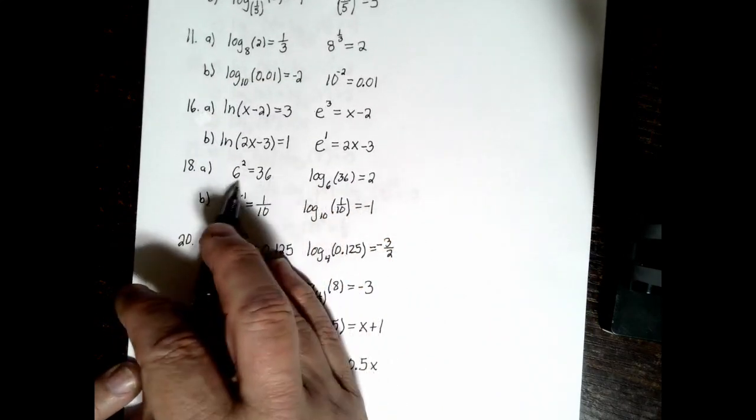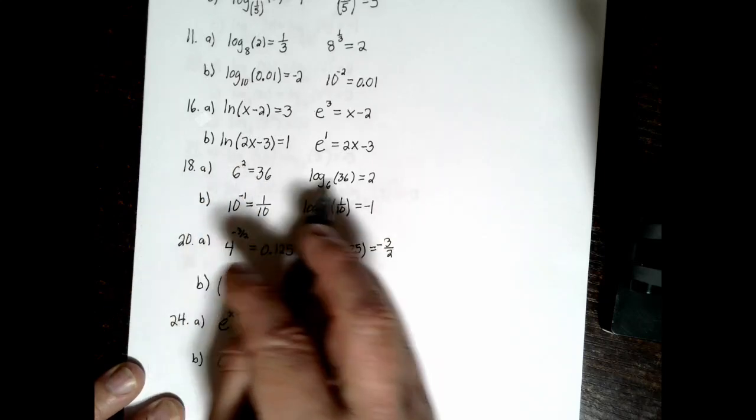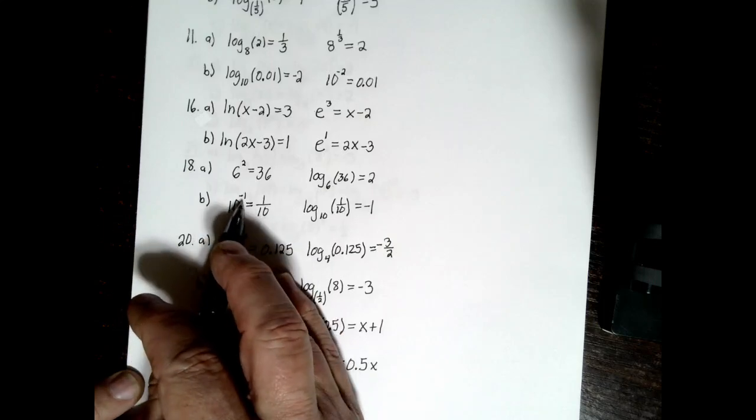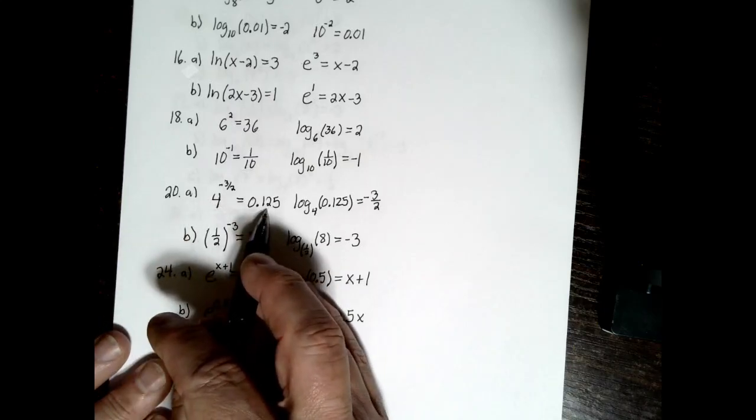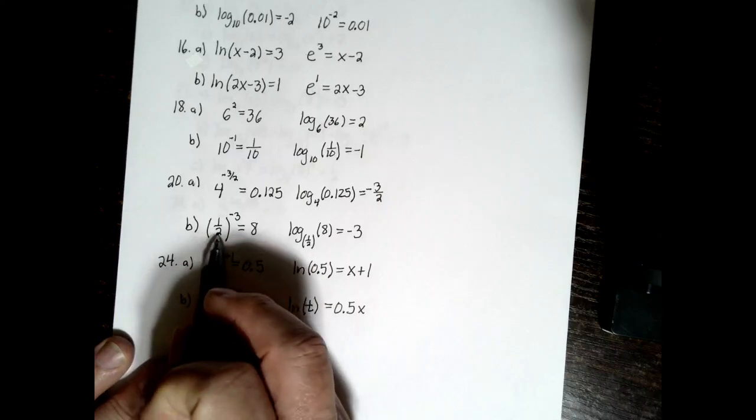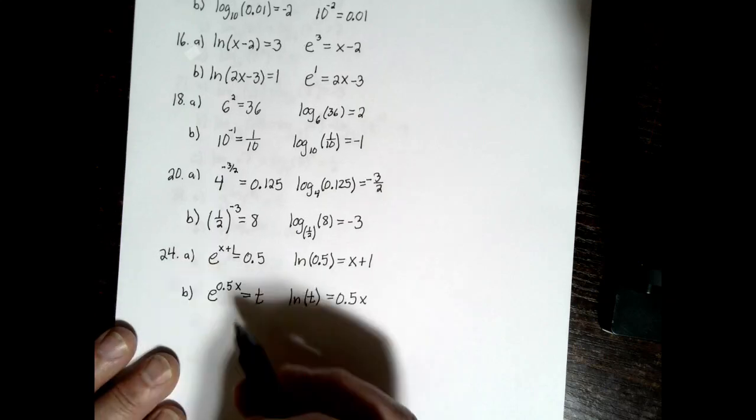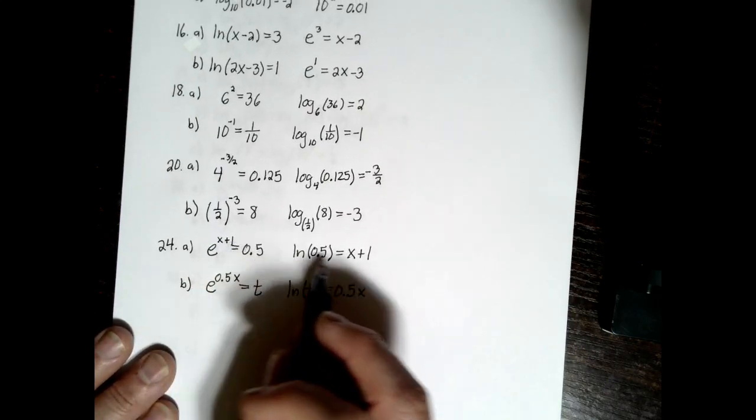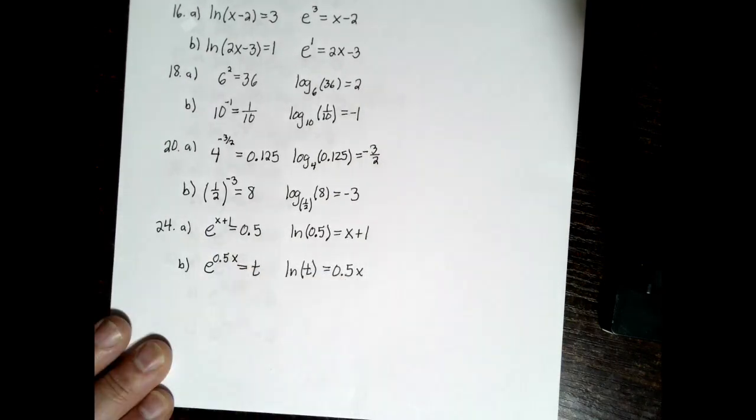Okay, now here they want you to rewrite these as logarithms. So log base 6 of 36 equals the exponent 2. Log base 10 of 1/10 equals the exponent negative 1. Log base 4 of 0.125 equals the exponent negative 3/2. Log base 1/2 of 8 equals the exponent negative 3. Logs always equal the exponent. Okay, and log base e of 0.5 equals x plus 1. Log base e of t equals 0.5x.